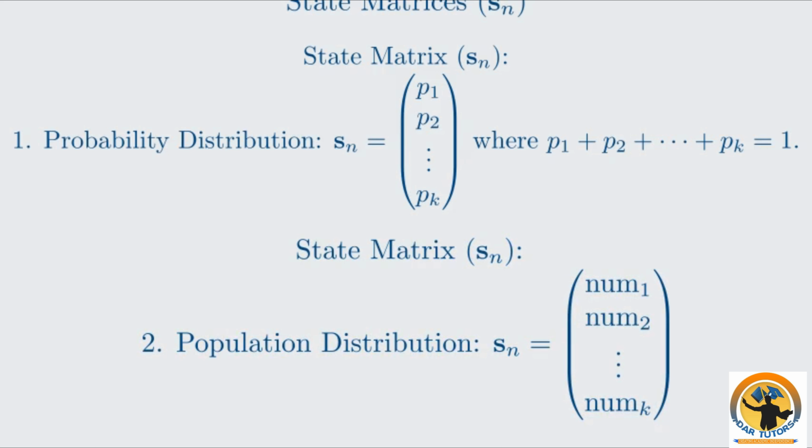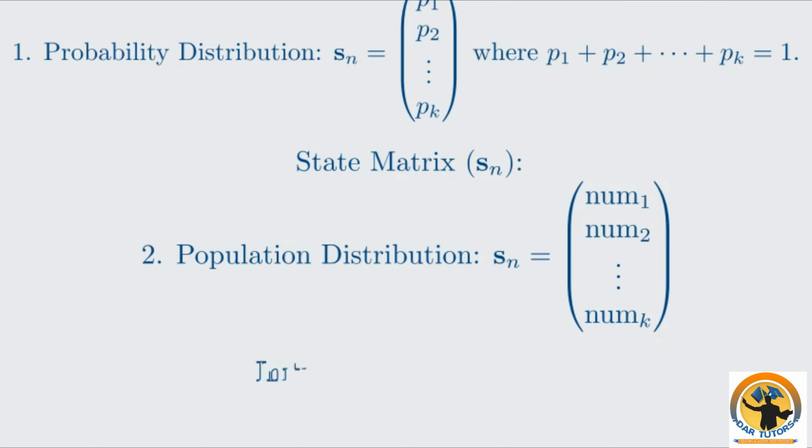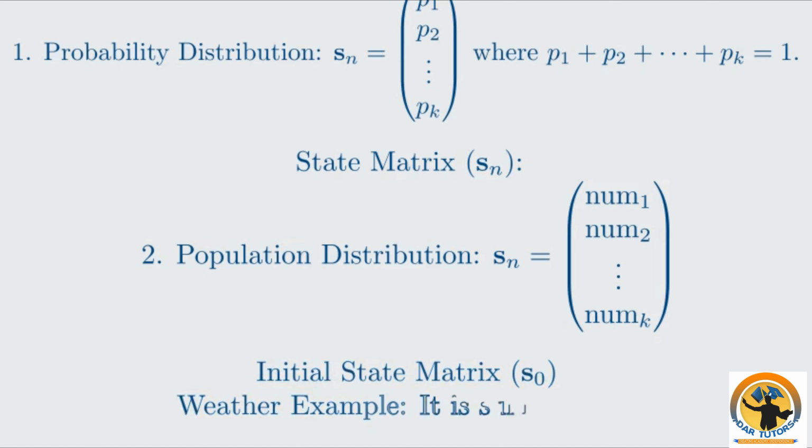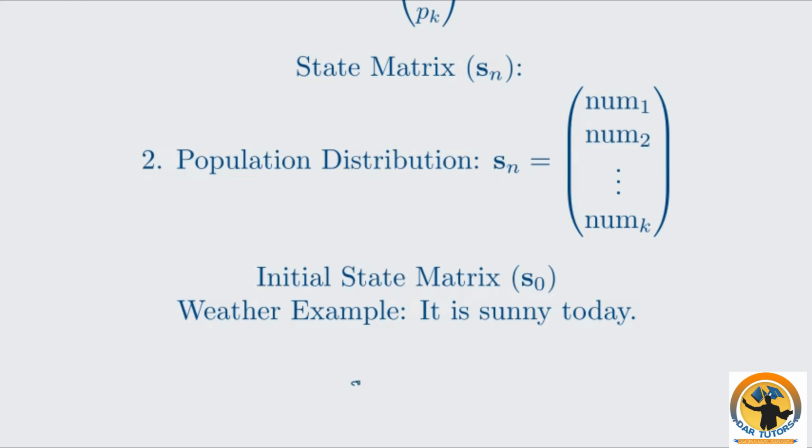The first state matrix we usually work with is the initial state matrix, S sub 0, which describes the state of the system at the very beginning. Let's use our weather example. Suppose we know for a fact that it is sunny today. This is our starting point. Since sunny is our first state, its probability is 1 or 100%. Since it can't be rainy, the probability of rainy is 0. We write this as the column matrix S sub 0, with 1 in the first row for sunny and 0 in the second row for rainy.